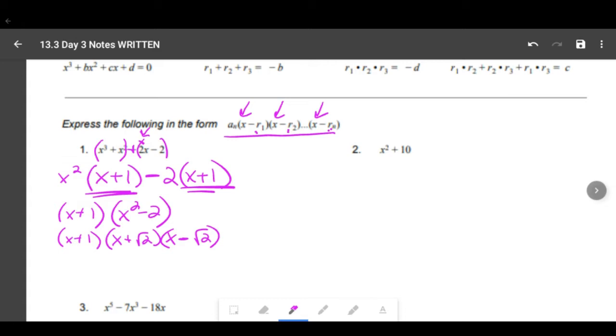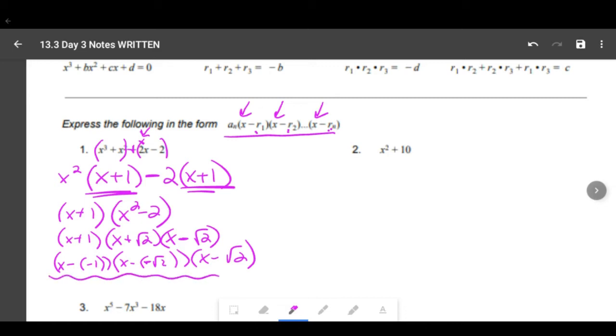Now, one last thing I need to look at is it says that it needs to be a minus sign. So all I'm going to do is write this instead of x plus 1, really the root that comes from that would be a negative 1. So I'm going to write it as x minus the quantity of negative 1. Same thing with that plus square root of 2. I'm going to write it as x minus parentheses negative square root of 2. And that last one's fine because I already have a minus sign. And I'm going to leave it like this.